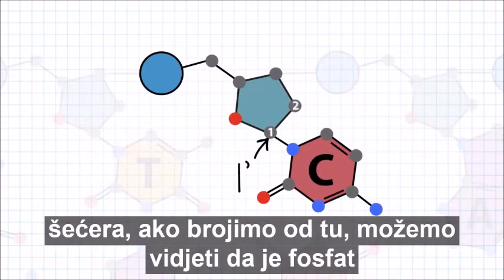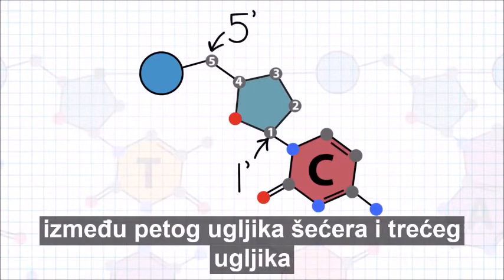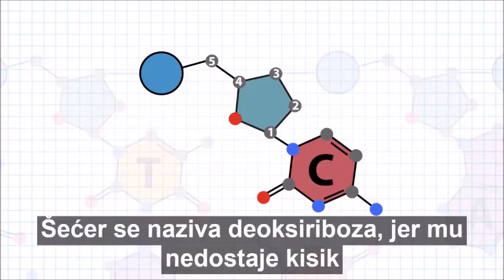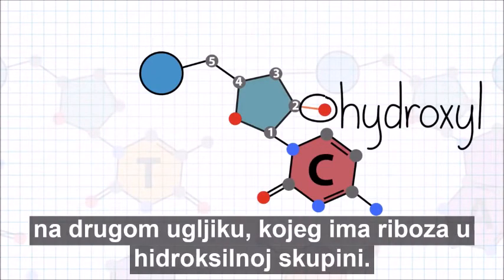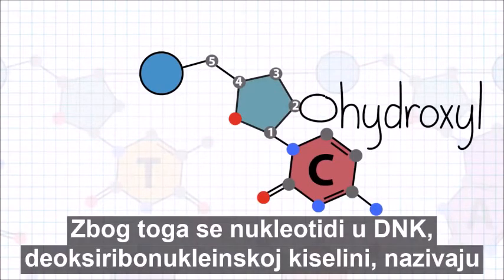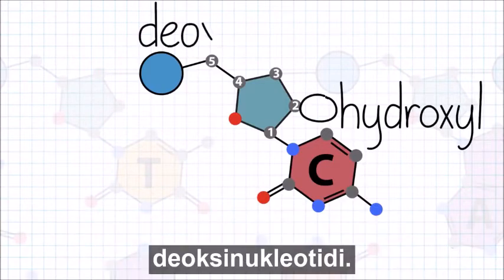If we count from there, we can see that there is a phosphate between the 5' carbon of one sugar and the 3' carbon of the neighboring sugar. The sugar is called deoxyribose because it is missing a hydroxyl group at the 2' carbon, which is present in ribose. Because of this, nucleotides in DNA, deoxyribonucleic acid, are called deoxynucleotides.